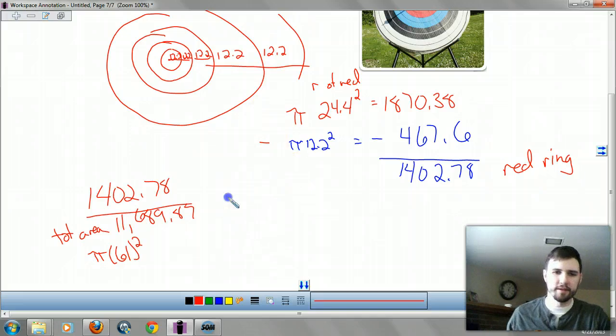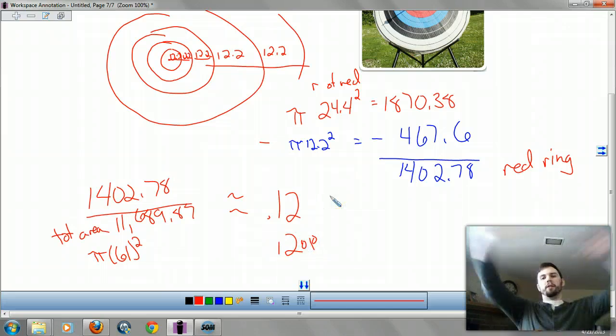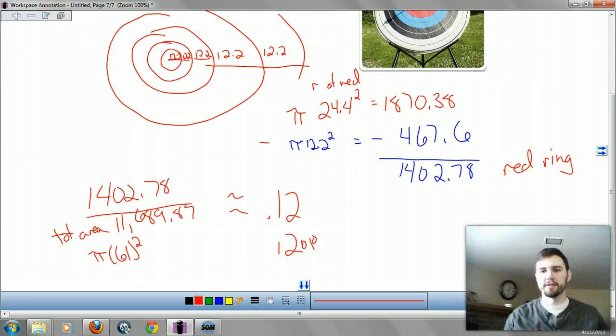Okay, so I take the red ring, divide by my total, and I get around a 0.12 or 12% chance, guys. Phew! That was a tough one, wasn't it?